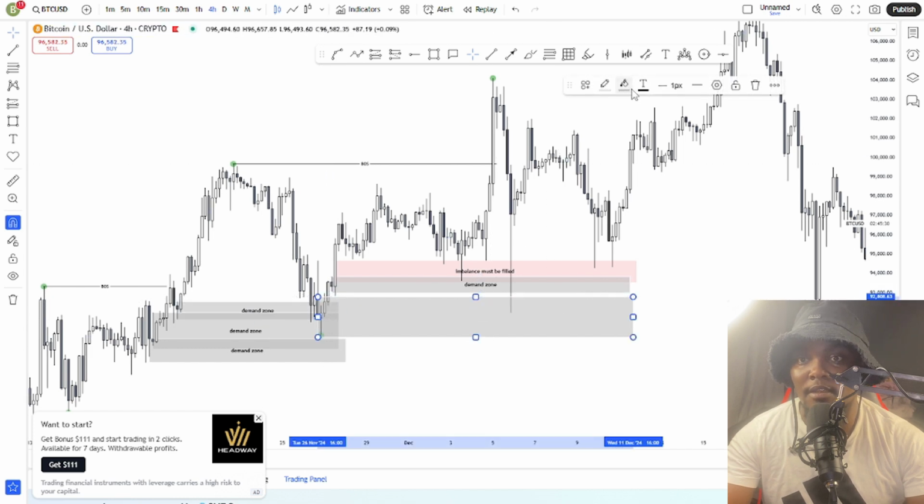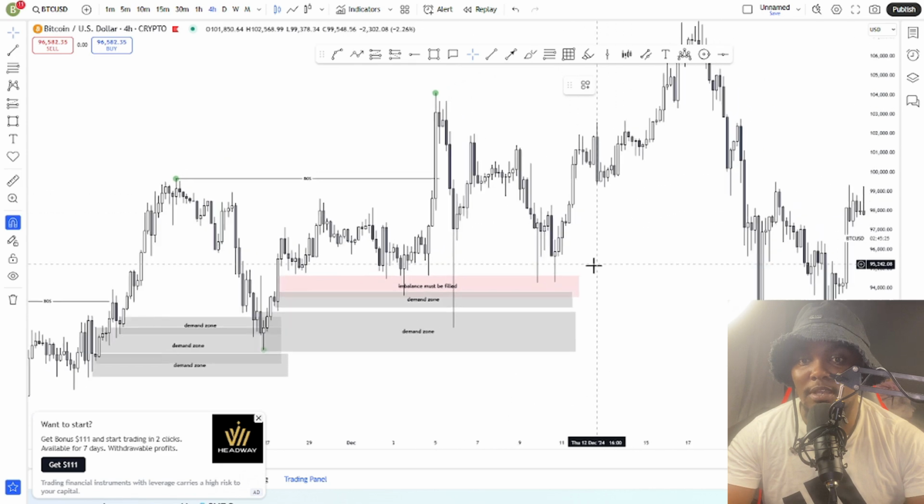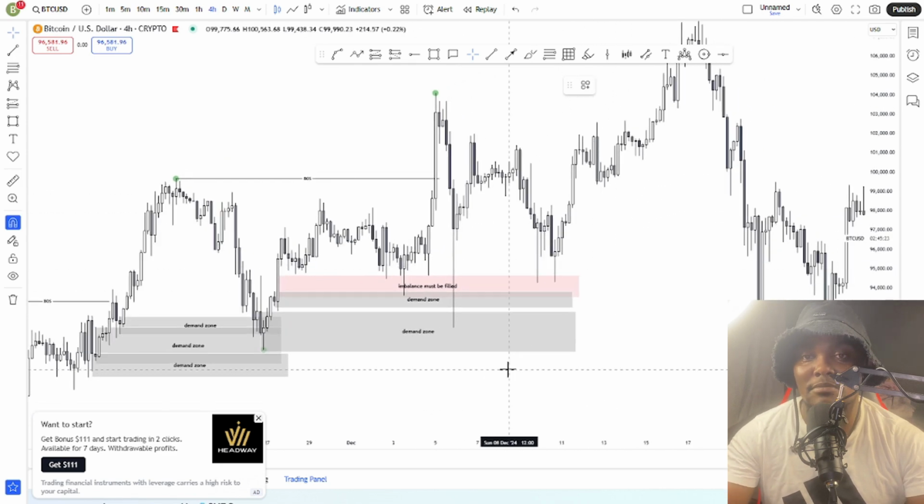So as you can see here, we have this demand zone within here. Then the market pushed to the upside, but we know that the extreme zone or the low has not been taken out.